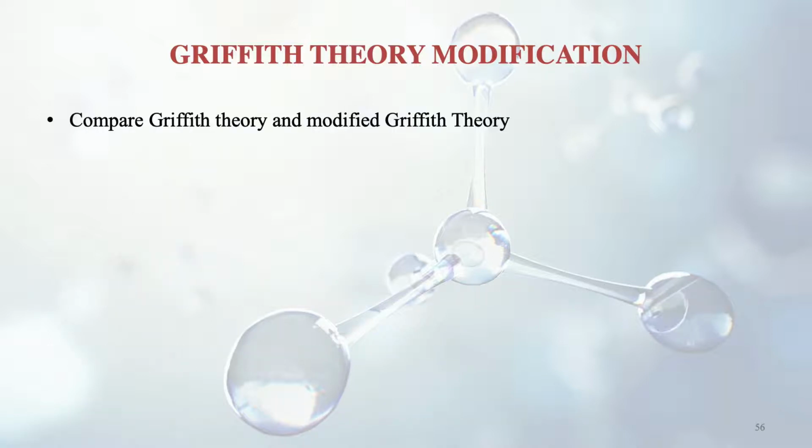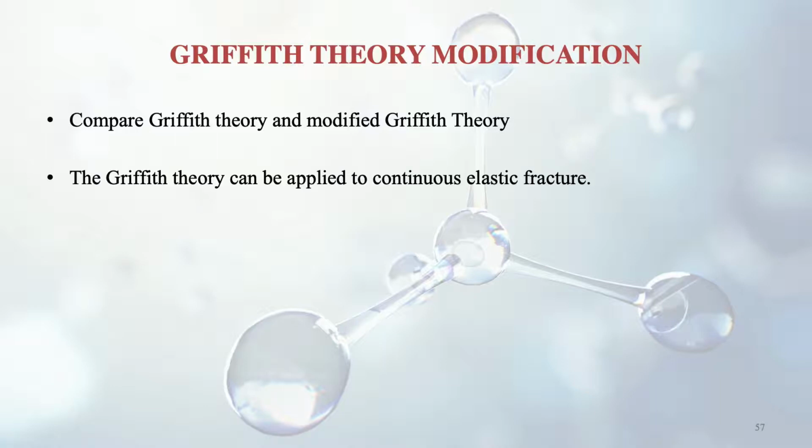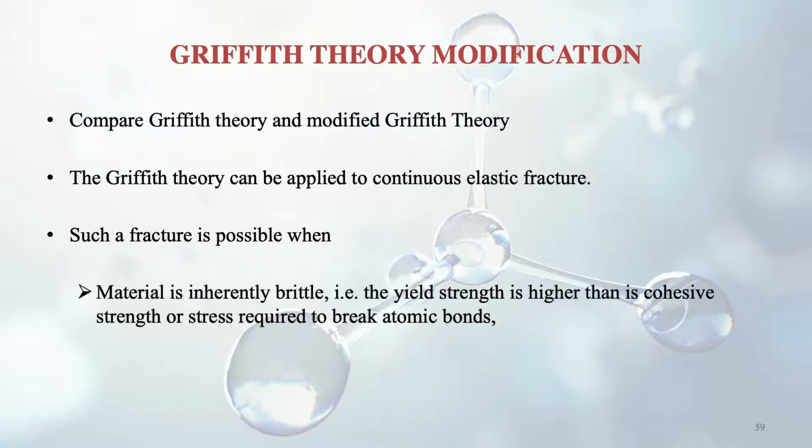So now we can compare the Griffith theory. The Griffith theory can be applied to continuous elastic fracture, and such a fracture is possible when the material is inherently brittle. That is, the yield strength is higher than the cohesive strength, or stress required to break the atomic bonds. And the next condition for such a fracture is that temperature is low or the crack velocity is high. So these were the 3 conditions for such a fracture to take place.